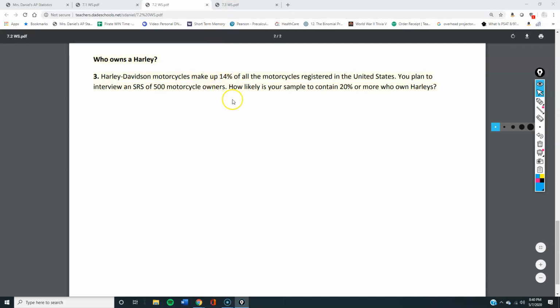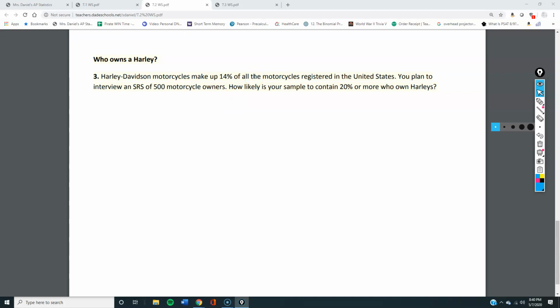Alright, so 14% of all motorcycles in the United States are Harley Davidsons. You plan on interviewing a simple random sample of 500 owners. How likely is it that your sample contains 20% or more?